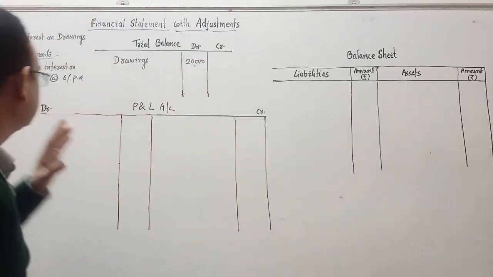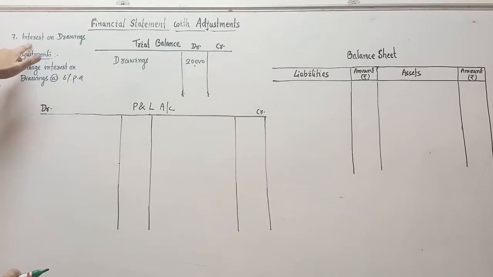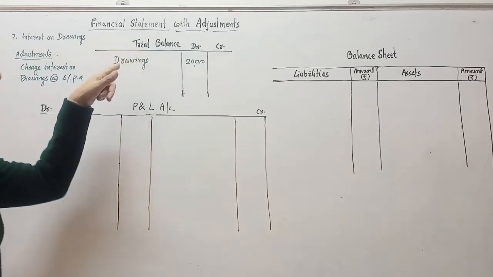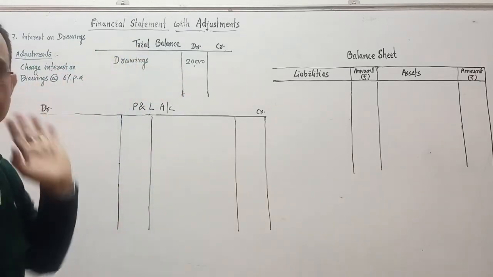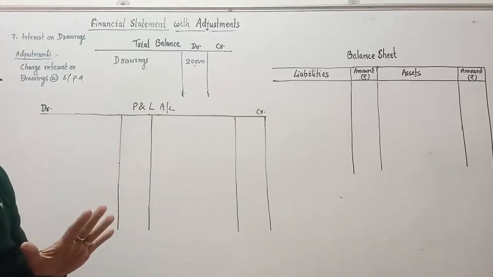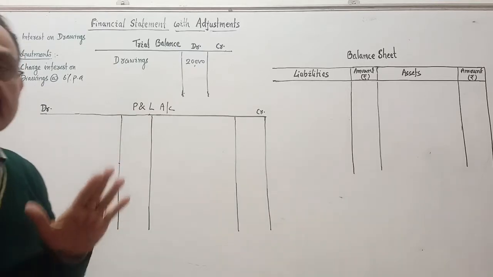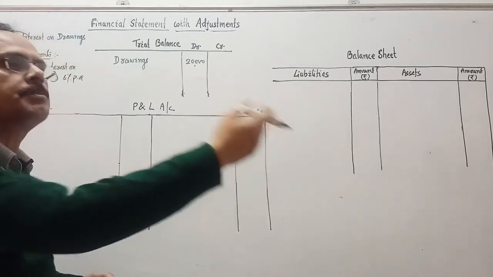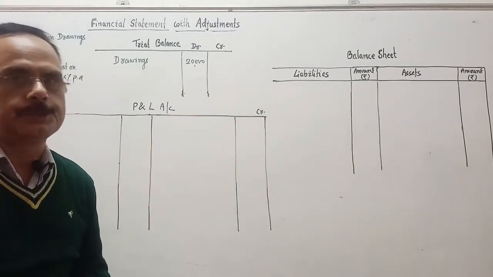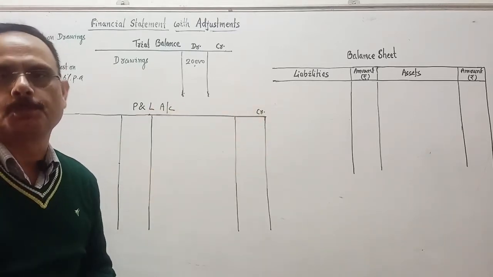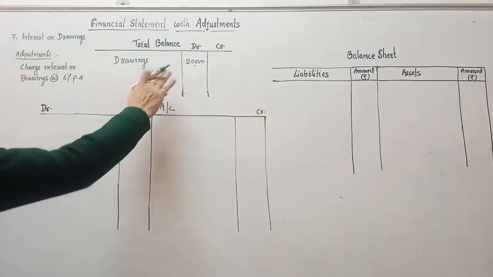For example, the adjustment I am going to discuss is interest on drawing. Suppose in the trial balance drawings is 20,000. Drawings have a debit balance, it's an asset. Drawing is an asset for the business, because the business has given money to the proprietor for personal use. It means the business has given a short term loan to the proprietor, so it's an asset with a debit balance.